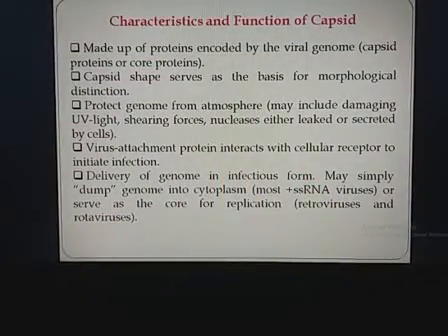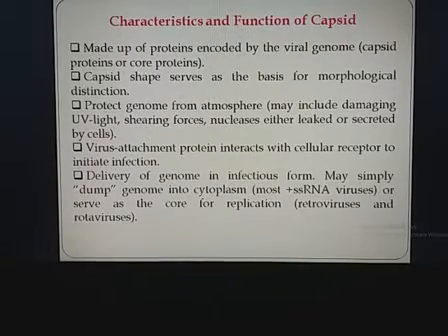Now the characteristics and function of the capsid. Why does a virus have a capsid? Okay, so basically the capsid is made up of protein which is encoded by a viral genome, and capsid proteins are core proteins. So capsid shapes serve as the basis for morphological distinction. That means the shape of the capsid is actually used for the morphological distinction of the virus.